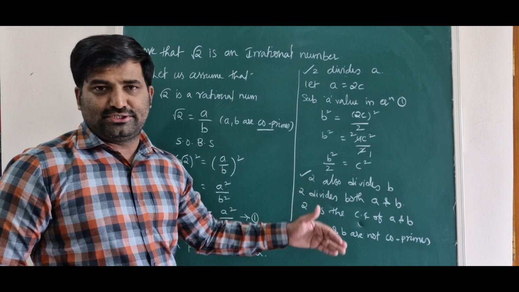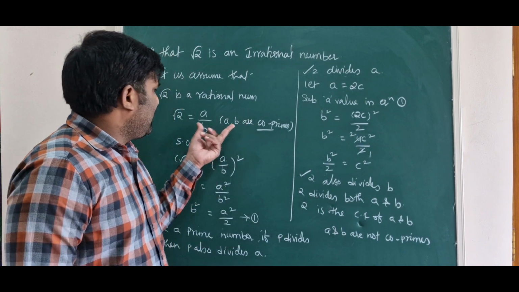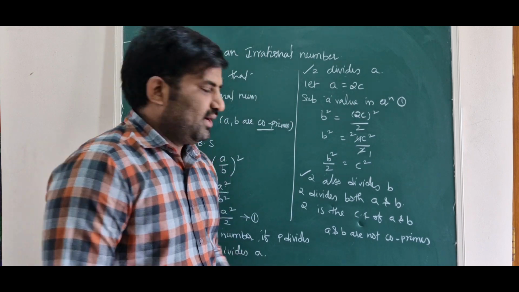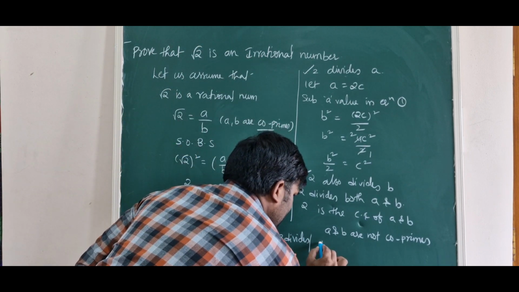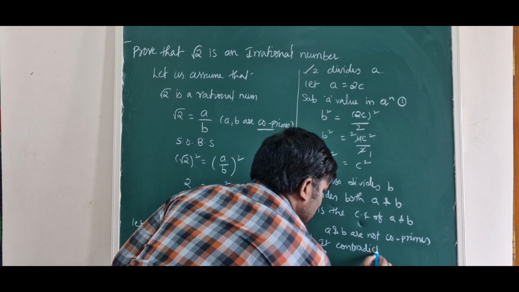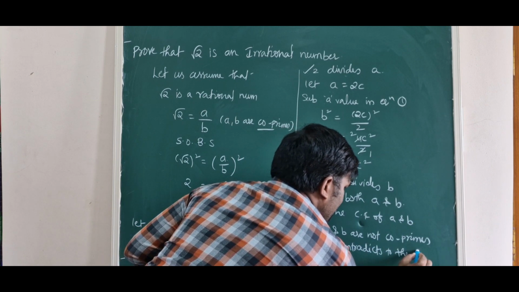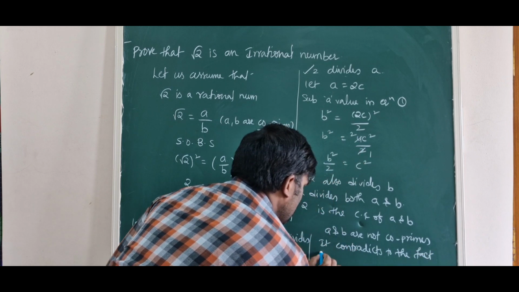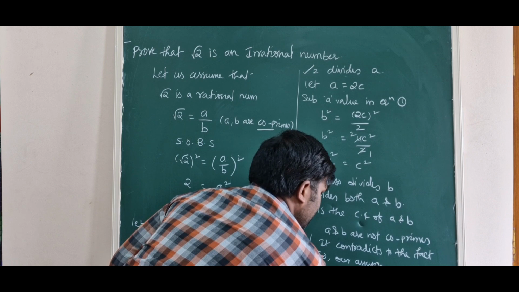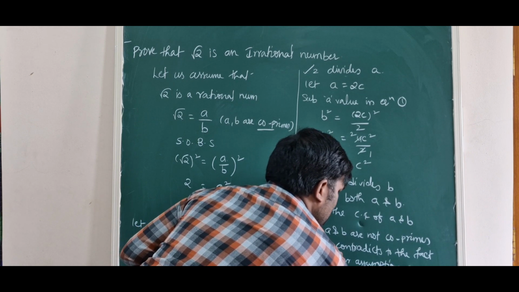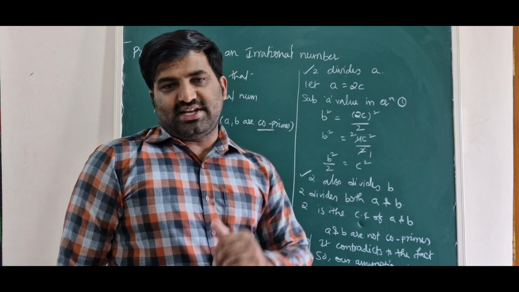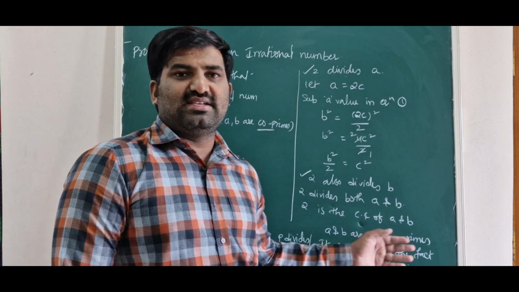So you can write the conclusion now. Actually we have taken A and B are co-primes, but here we got A and B are not co-primes. So it contradicts the fact. So our assumption is wrong. What is the assumption? Our assumption is root 2 is a rational number. Now we are saying that our assumption is wrong.